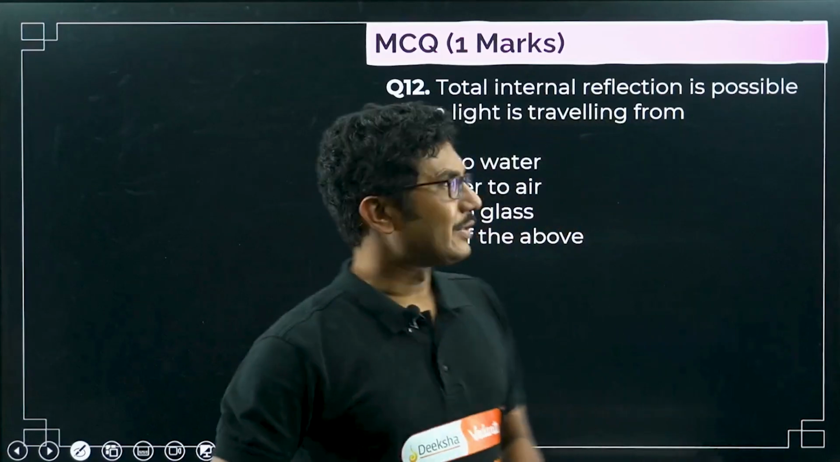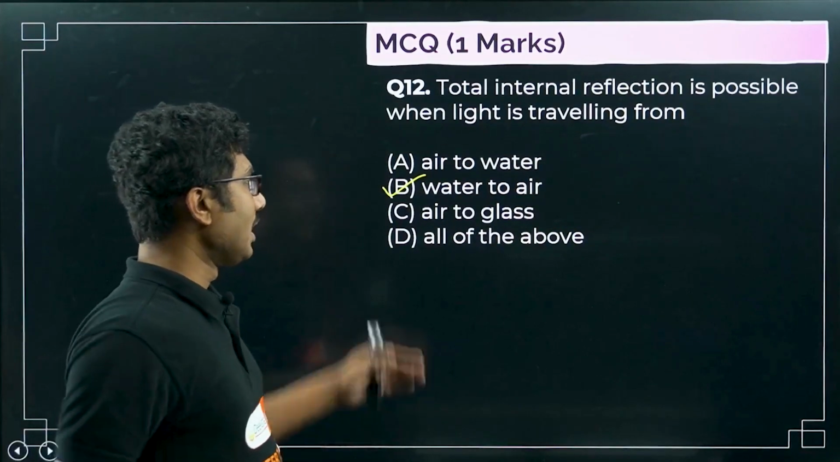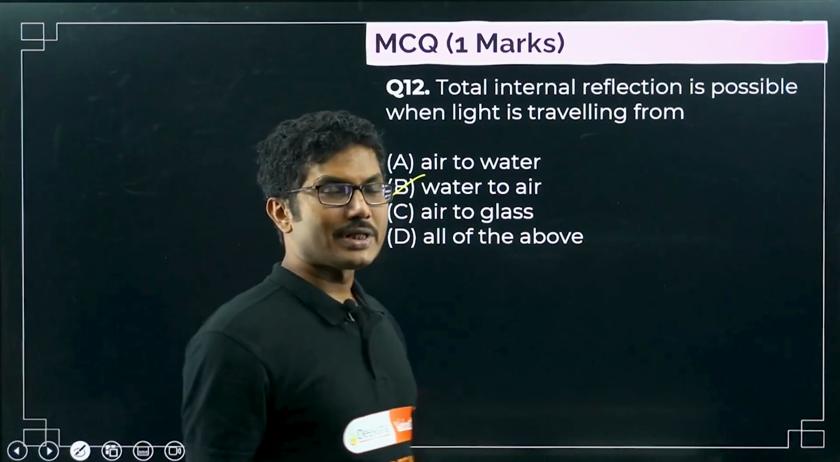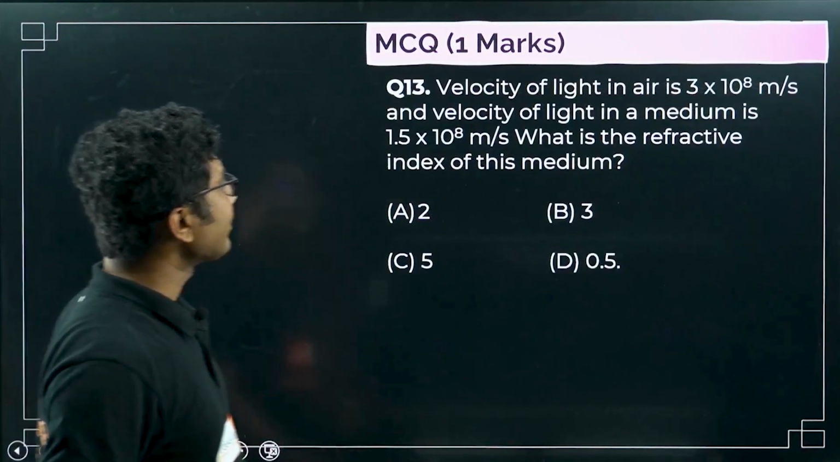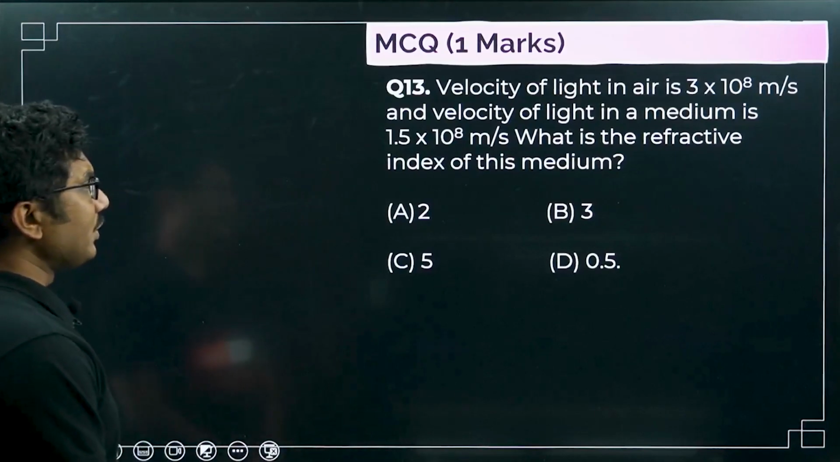So water to air, when the light is traveling from water to air, total internal reflection is possible, right? In case of air to water or air to glass, light is traveling from rarer to denser, so definitely it is not possible.